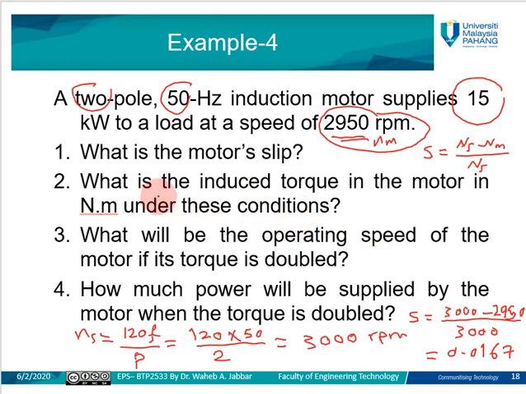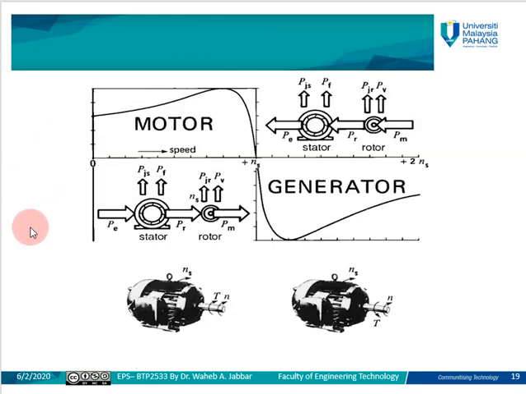The second part: what is the induced torque in the motor in Newton meters under these conditions? So we want to find the value of tau induced. The general formula of the torque is T or tau equal to P over omega. The value of P and the value of omega depend on where we are going to calculate the torque.